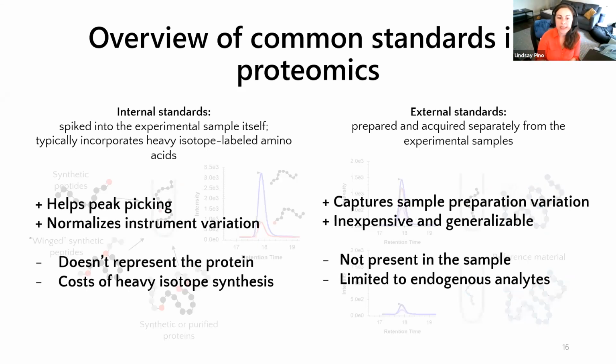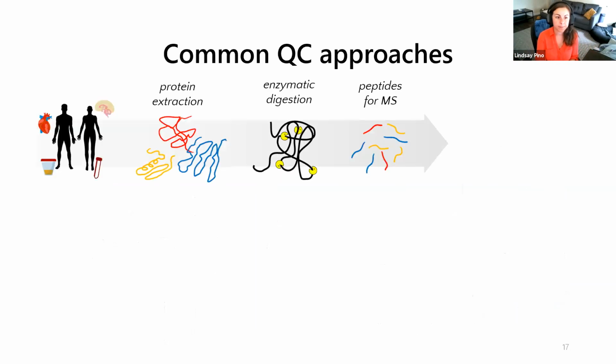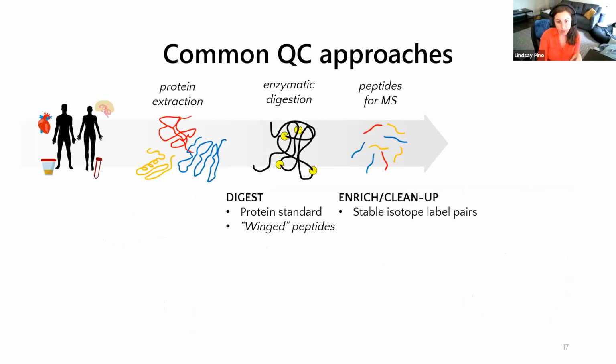So there's pros and cons to each of these, and you don't have to use one exclusive to the other. You could use both in your protocols as quality control. You can have internal standards and an external standard. So it's kind of like all of the QC approaches. Just as a quick summary, for digest, typically people use protein standards, but you could also use a winged peptide. For enrichment or cleanups at the peptide level, usually stable isotope paired peptides are used. If you want to look at the entire process, finding a good global external reference.